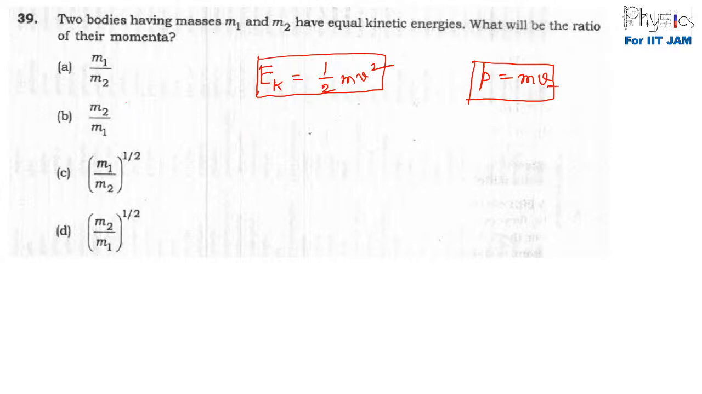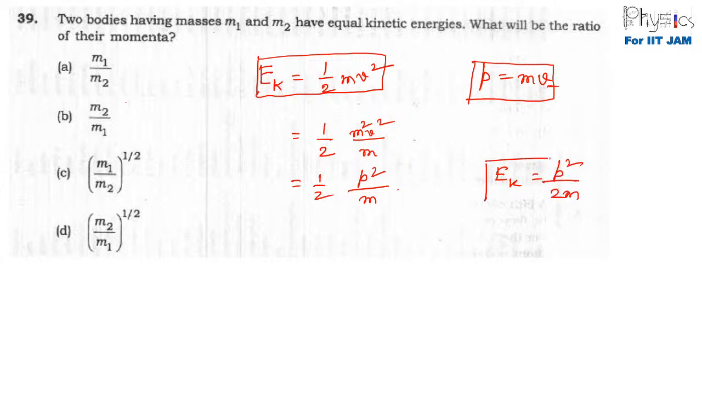Okay, so if we multiply m above and below, then we get it as p square by m, right? That is p square by twice m. Then the formula is Ek equal p square by twice m. This is the relation of kinetic energy and momentum, right?